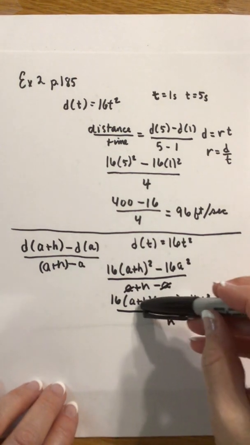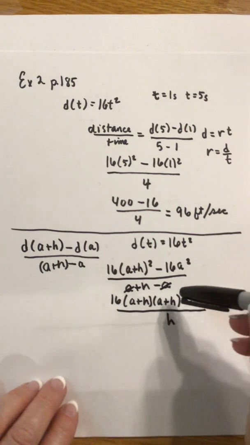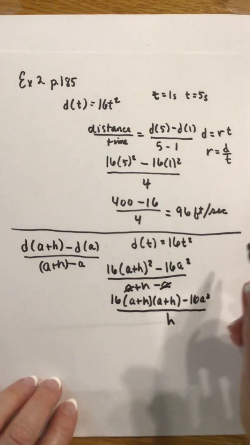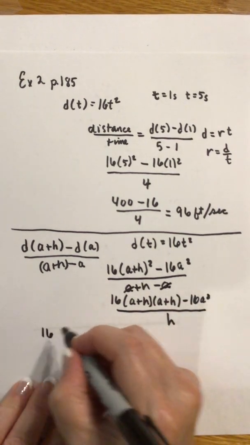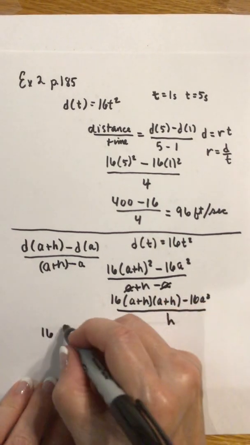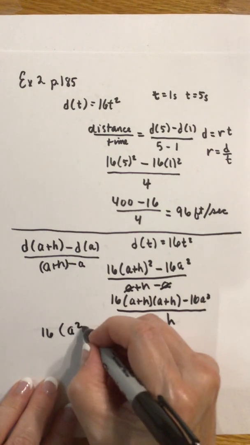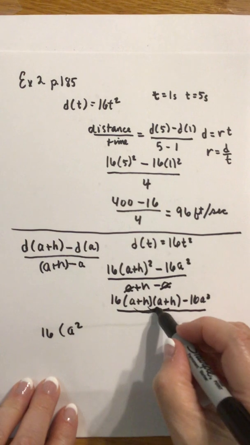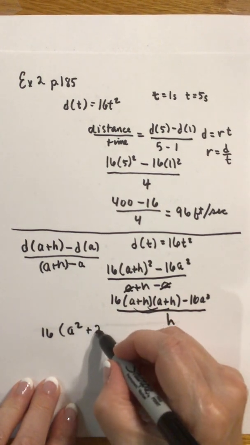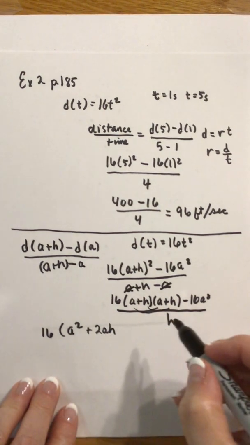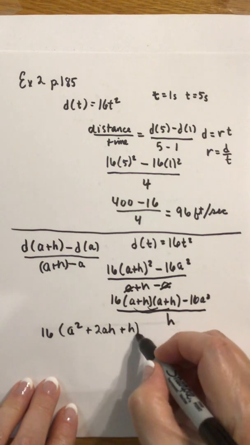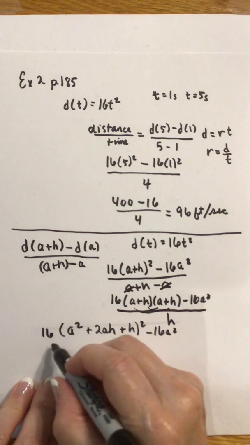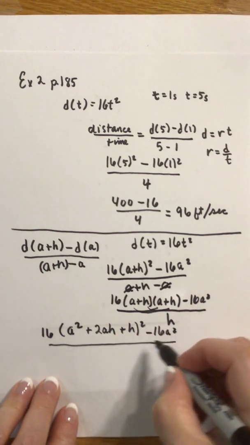Here we have two binomials multiplied by each other, so that's going to be a FOIL situation. So we're going to have 16 parentheses a squared. Now outside is going to be AH and inside is going to be AH, so we've got plus 2AH and then plus H squared, minus 16A squared all over H.